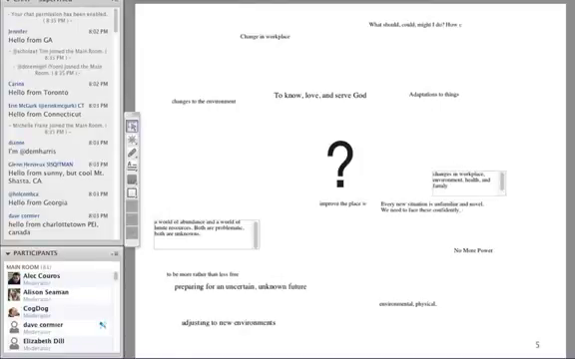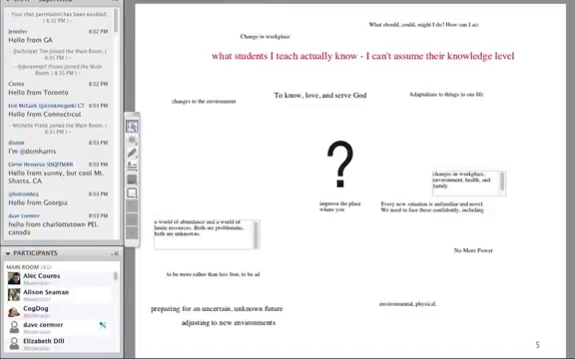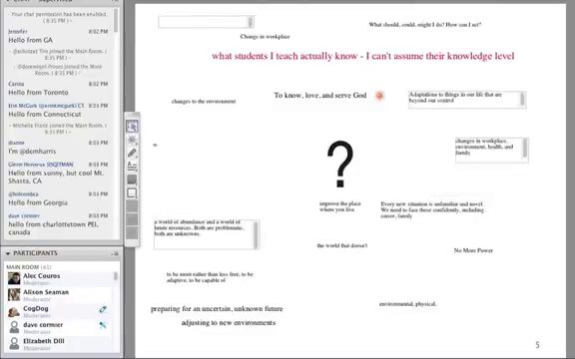To know, love, and serve God. That's interesting. Yeah, thousands of years of that too, isn't there? Changes in the environment, adaptations, everything that's new and unfamiliar and novel, the environment, the world that doesn't exist. It's pretty tough.